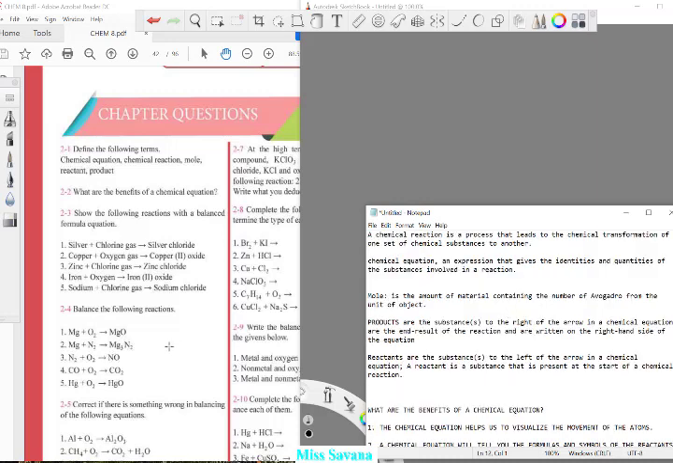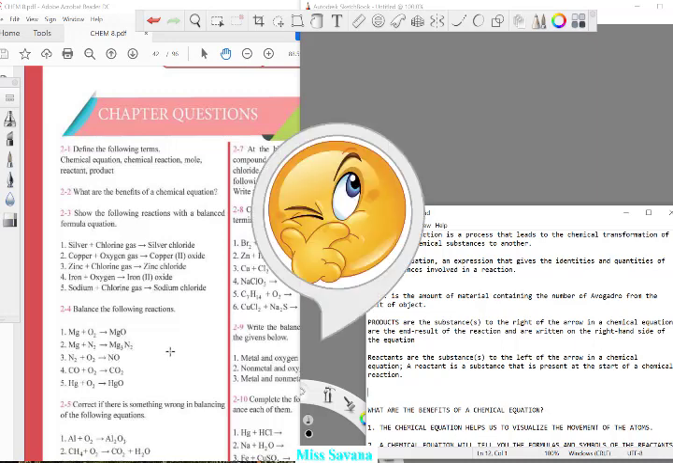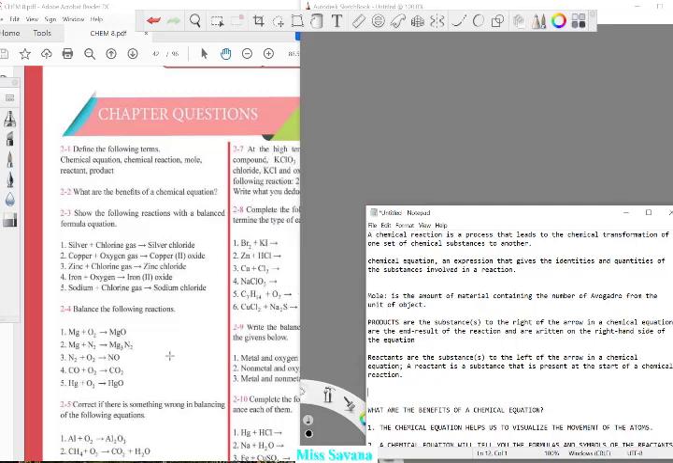Number one is the chemical equation. What is the definition of a chemical equation? It's an expression that gives the identity and quantity of the substances involved in a chemical reaction. Identity is the chemical compound, and quantity is the amount of substance entering the reaction.